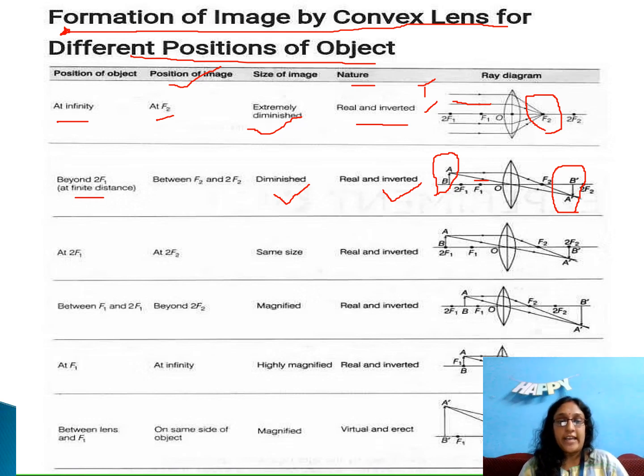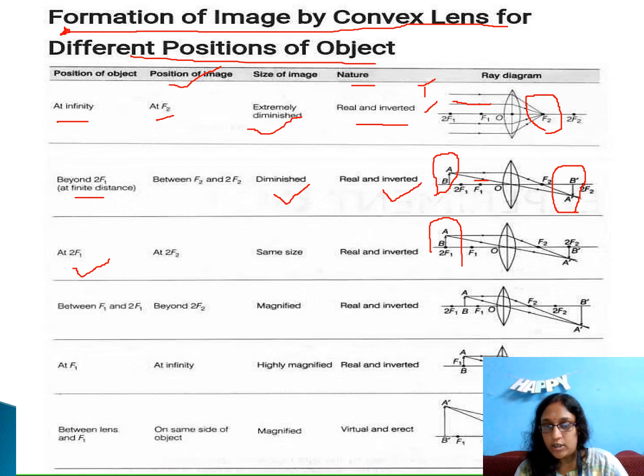And what will be your case 3? You are keeping the object exactly at 2f1. Can you see? The object is placed exactly at 2f1. Okay, so the same rules are followed here. So what will happen here?